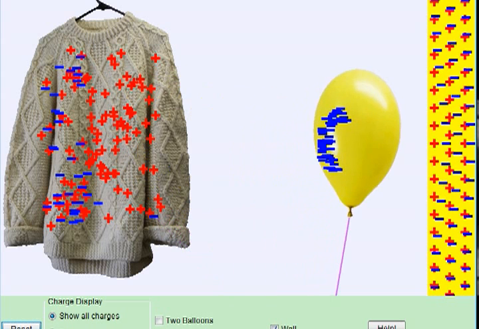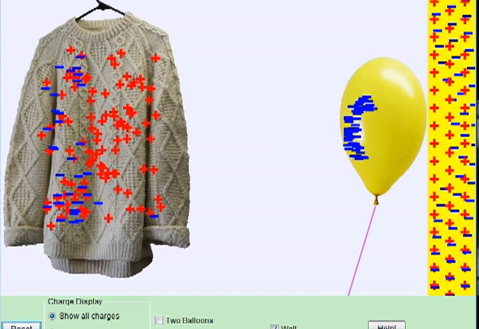If I push it even closer, the balloon, even when I let go of it, will stay there. And that's the reason for the attractive force that kept the balloon sticking to the wall.